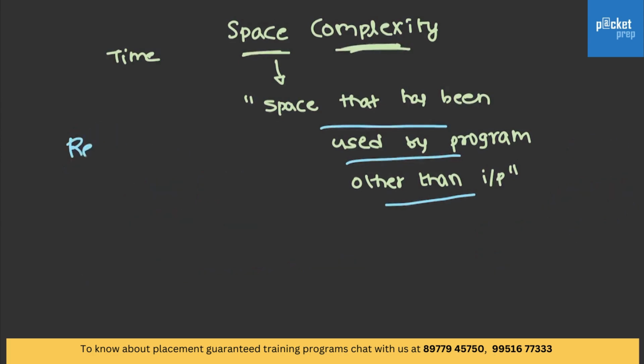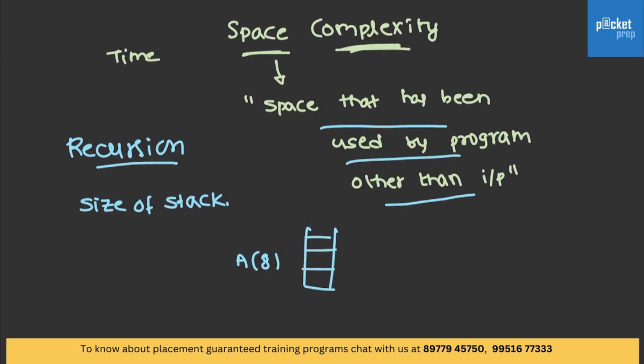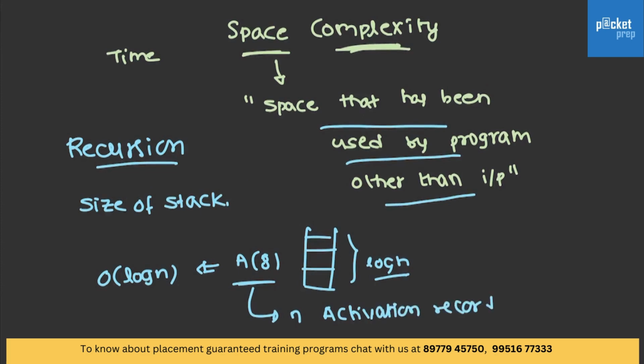In the case of recursion, space complexity is equivalent to the size of the stack. If you have taken a function call, let's say A of 8, and if it has pushed log n stack frames, then the space complexity for this function can be written as order of log n. Or if it has pushed n activation records or stack frames, then the space complexity can be termed as order of n. In this way, you can calculate the space complexity, but you need to remember only one thing: while calculating the space complexity, you should not take input into consideration.